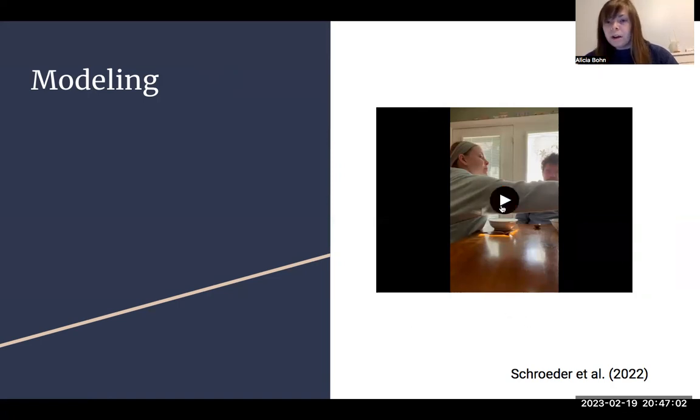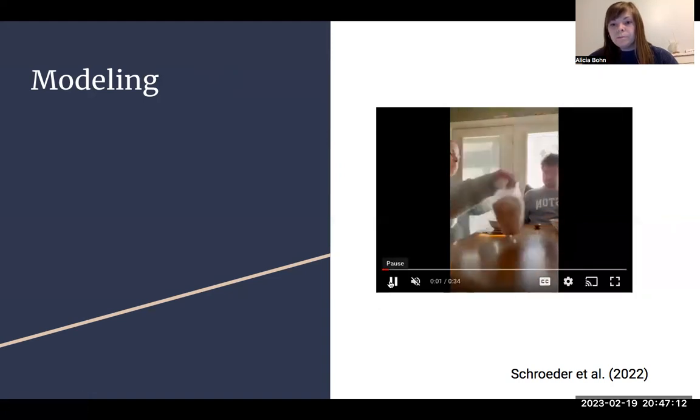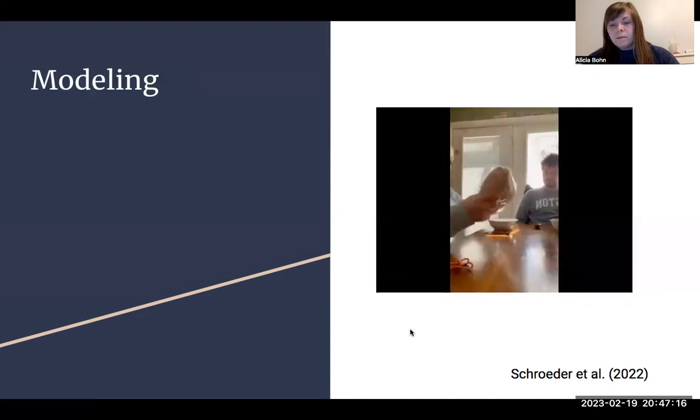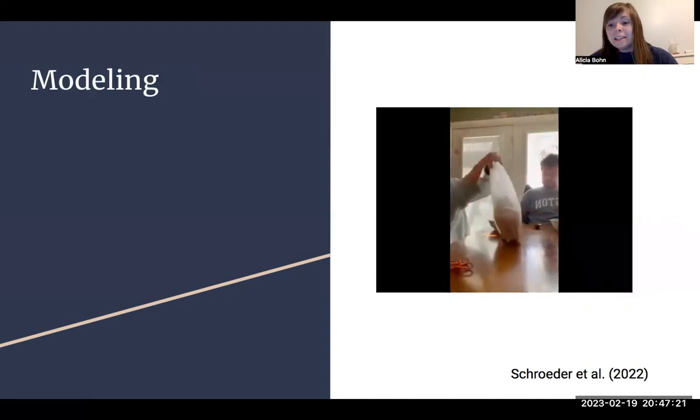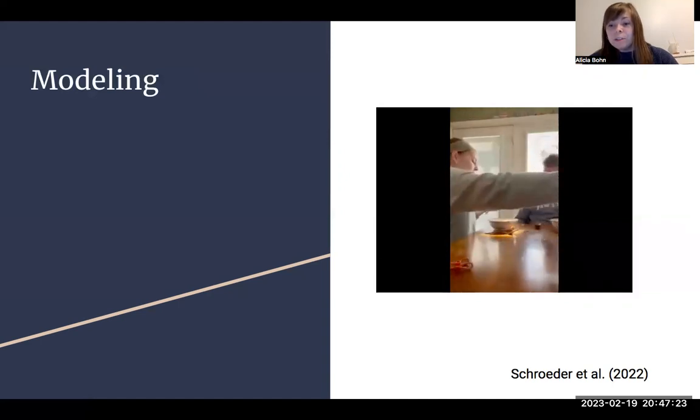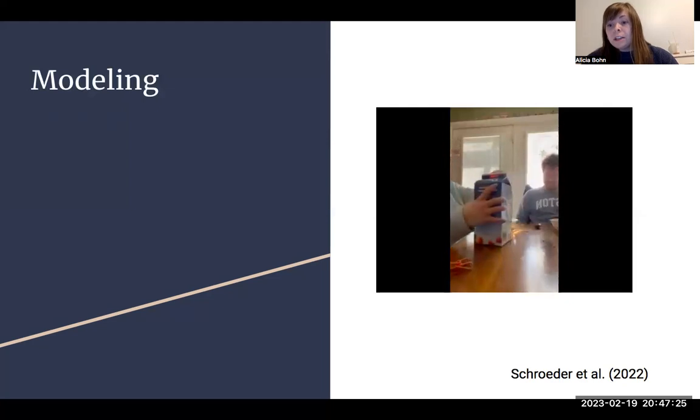In this video, as an example, I am modeling to the learner how to pour the cereal in the bowl, pour the milk in the bowl. Overall modeling can be done in person, or it can also be like a video, just like this.